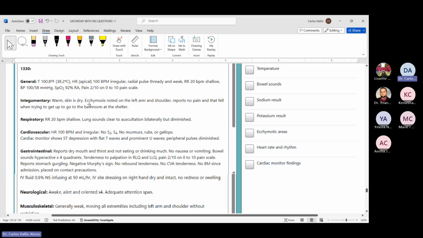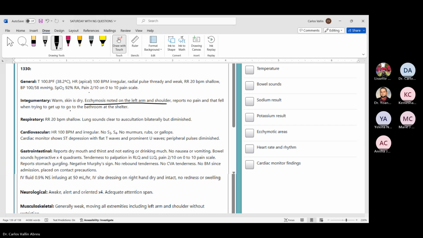Integumentary: skin warm, skin dry. Ecchymosis noted on the left arm and shoulder. Oh, because the client fell. Yeah, the client fainted in the street. That's why the EMS picked up the client. So we need to be careful. This client is not having a dislocation or fracture in the left shoulder. Oh, this is the pain. Reports no pain and that fell when trying to get up to go to the bathroom at the shelter. Well, this is pain 2 on 10. Okay, a contradiction.